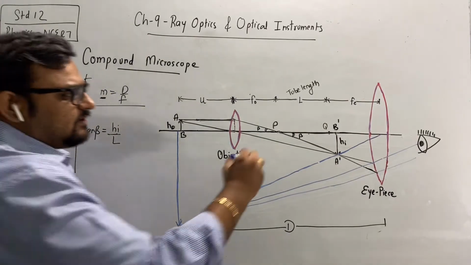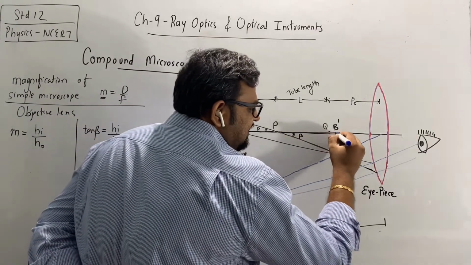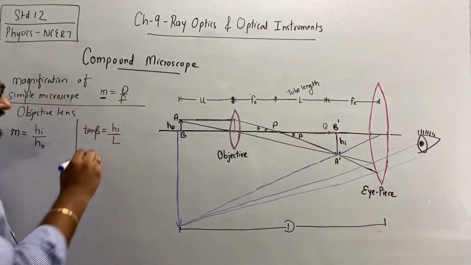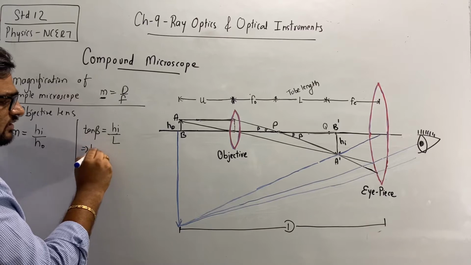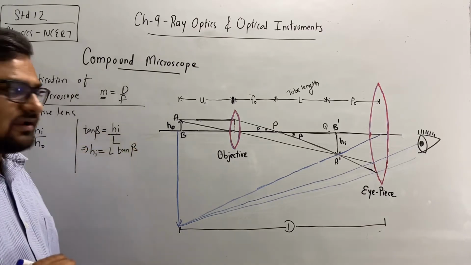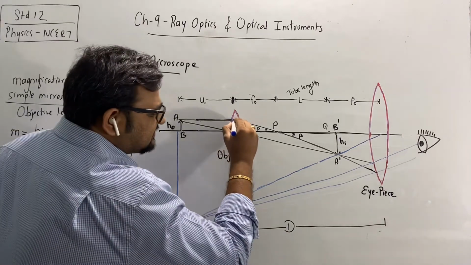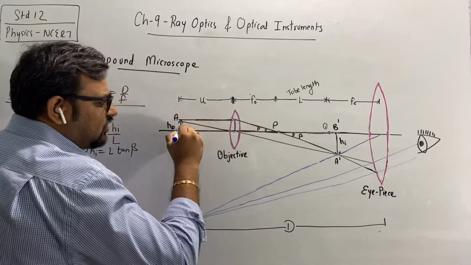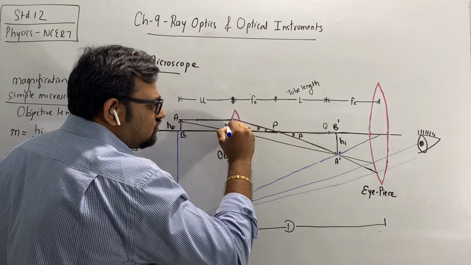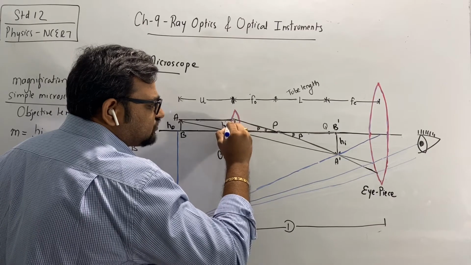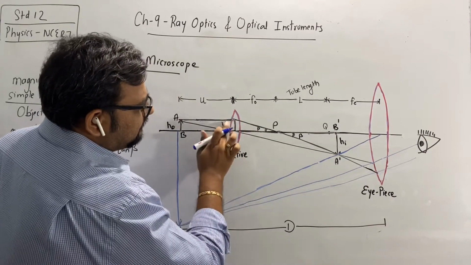Okay, so now see here, this distance L, HI. So opposite upon adjacent, HI by L. So what is HI? HI is L tan beta. Clear? Now let's take this triangle. This is also similar to HO, so this will also be HO. Right? Let me write down HO.